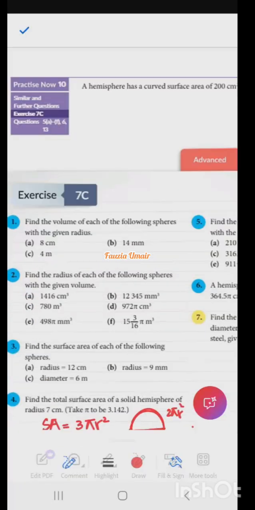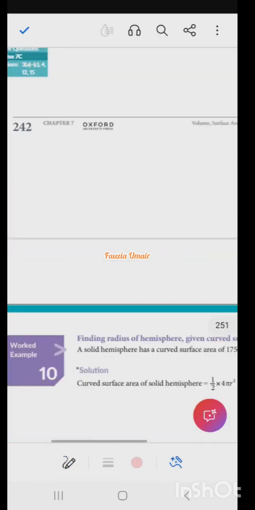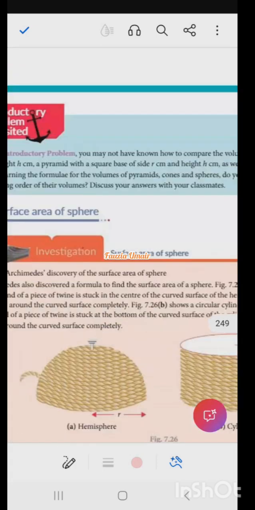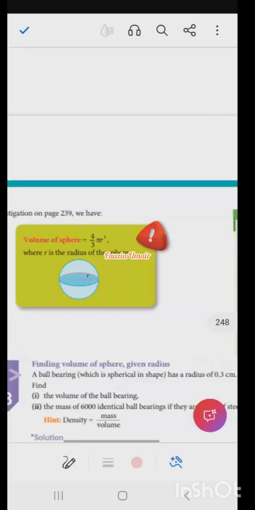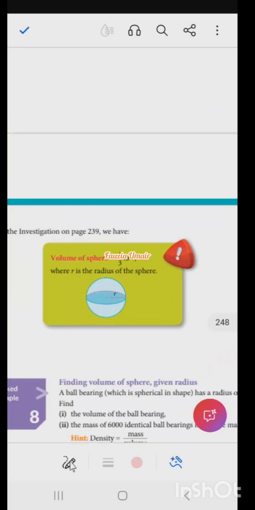So if it is volume we are talking about, then you need to remember this formula, that volume of the sphere is 4/3 pi r cube. Okay, this is the formula in front of you. I hope you can see it on your screen. So this is the formula you need to remember for the volume of sphere. Volume is 4/3 pi r cube. Okay, this is the volume of a whole sphere.